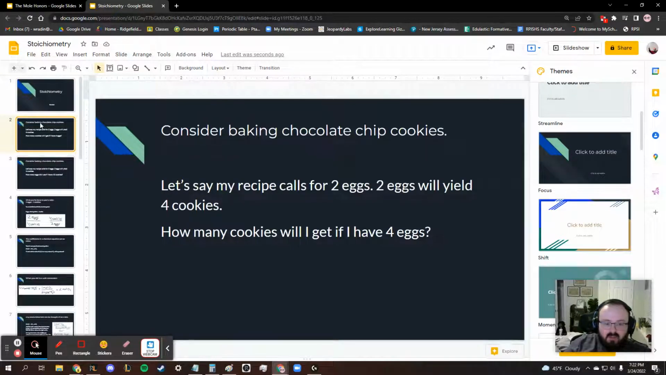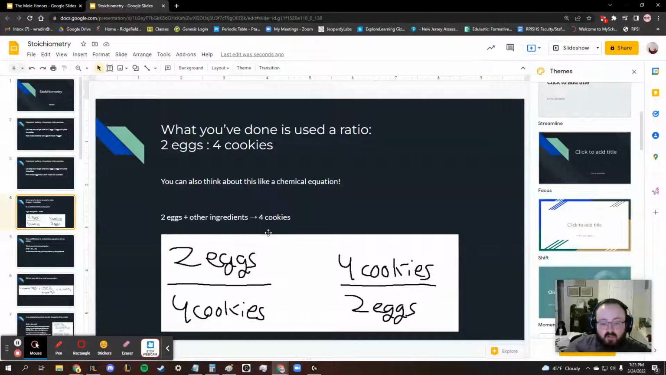And I gave this analogy here to really hammer home how this is a ratio. If you need 2 eggs and you get 4 cookies from 2 eggs, that's a ratio. 2 eggs for 4 cookies. If you have 4 eggs, then you would get 8 cookies. It's a ratio. That depends on how many eggs and how many cookies you get. Okay? And just like the molar masses, these are ratios. They are stagnant.